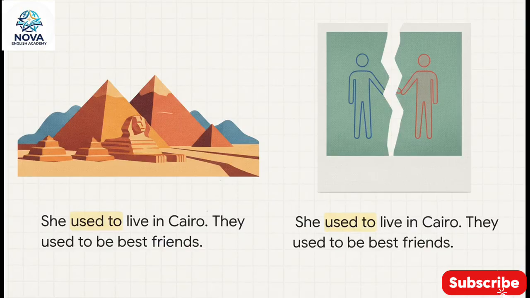You can describe locations like she used to live in Cairo, or relationships like they used to be best friends. Because it's not just about physical actions like playing football, right? This grammar structure beautifully covers states of being, too. She doesn't live in Cairo anymore. They aren't best friends anymore. The structure just paints a complete picture of a bygone reality.